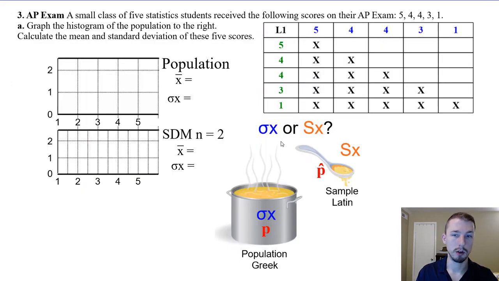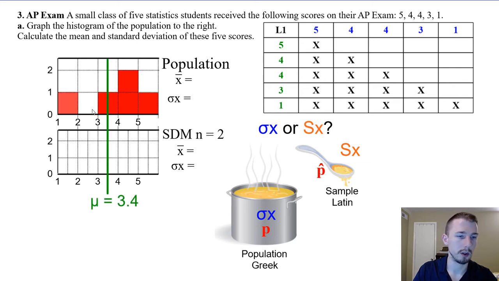All right, so number 3, we're basically starting on the assignment, the AP exam. A small class of 5 students receives the following scores on their AP exam: a 5, a 4, 4, a 3, and a 1. Graph the histogram of the population to the right. So the population is going to be all the scores that we have here. We have 1 five, we have 2 fours, and then a 3 and then a 1. There were no 2s in this case. So that's our population. That's basically if we took a census of all the people who took the test, all 5 of them, we got it.